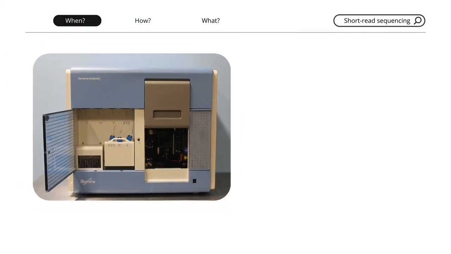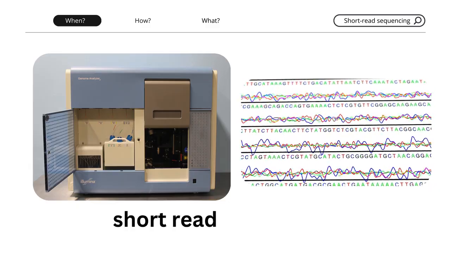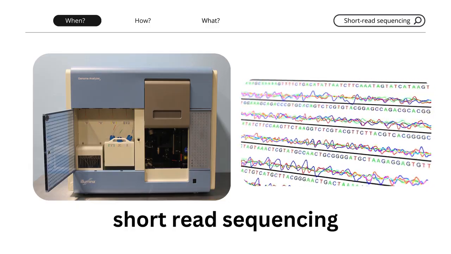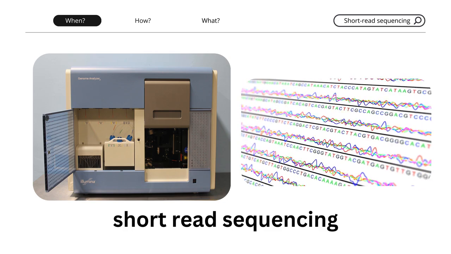The big leap in technology came from Illumina through their launch of their genome analyzer in 2006. This technology, called short-read sequencing, was the first to sequence millions of short DNA fragments in parallel. Here is how it works.